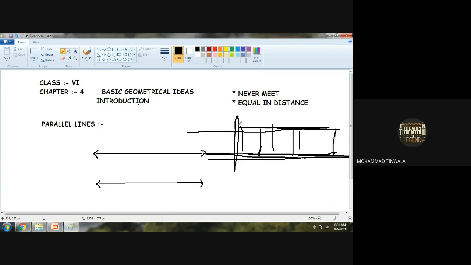Are you getting it? This line, horizontal and vertical, get intersected to each other. But two parallel lines will never meet each other. Never.